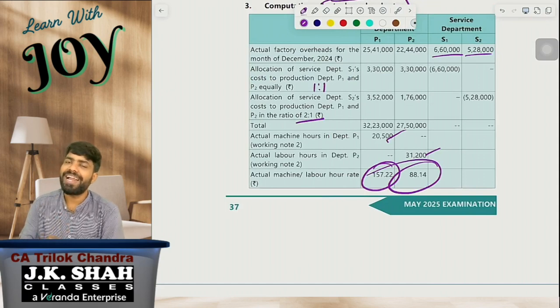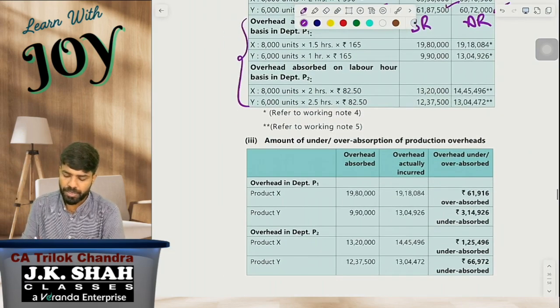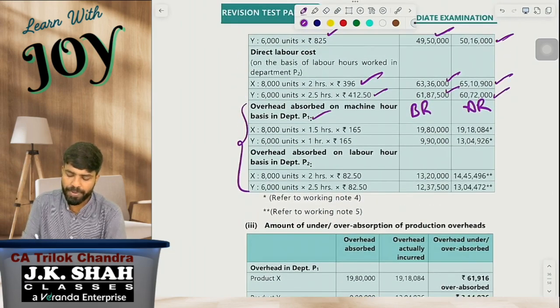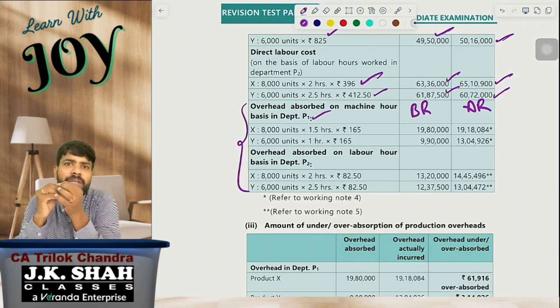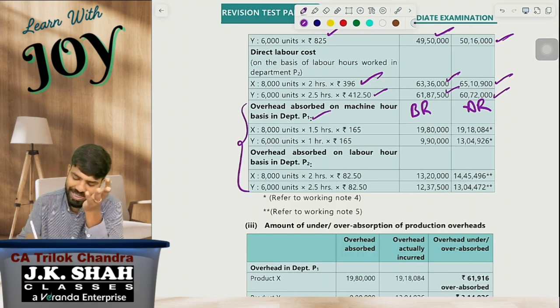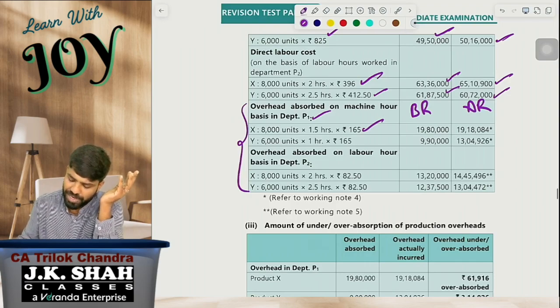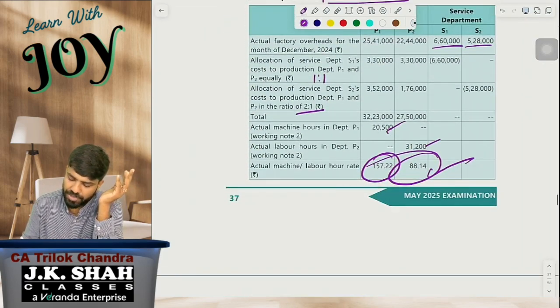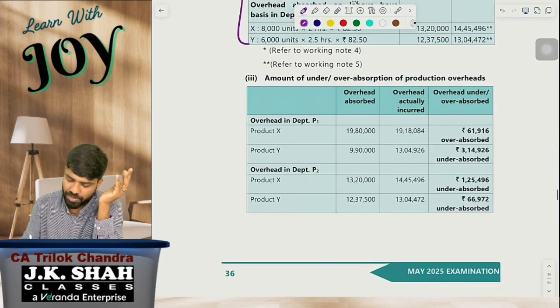Are you understanding? While calculating in the actual column, take the actual rate. While calculating the budget column, take the budgeted rate. Look here: overheads of P1 department. P1 department is based on machine hours. Product X, how many units are we producing? 8,000 units into, look at the question, how many machine hours are they taking? 1.5. So 8,000 into 1.5, 12,000. 12,000 into budgeted rate 165, that is 19 lakh 80,000. And actual is 157.22. Here they have shown the calculation. Look at here.